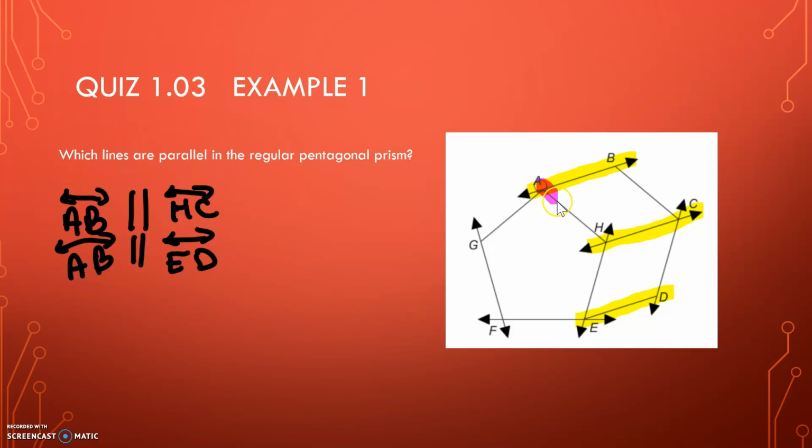Alright, so we have AH is parallel to BC. And HE is parallel to CD. And that's all the ones I see. And those are all the lines that are parallel because they run next to each other and they never intersect.